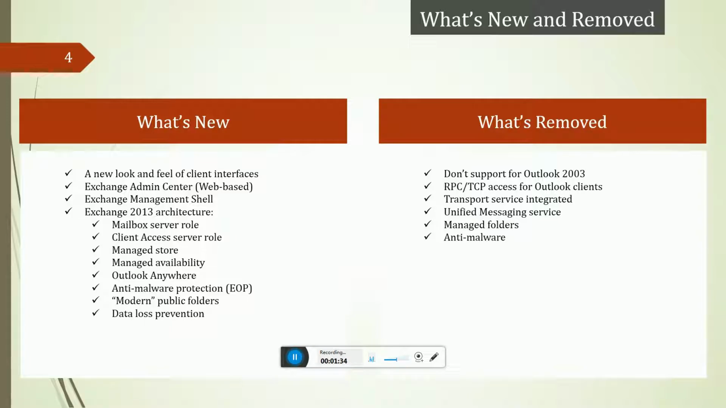What is removed in 2013? It doesn't support Outlook 2003. RPC over TCP access for Outlook clients, the transport service integration, unified messaging services, managed folders, and anti-malware are removed. These are all removed in Exchange Server 2013.